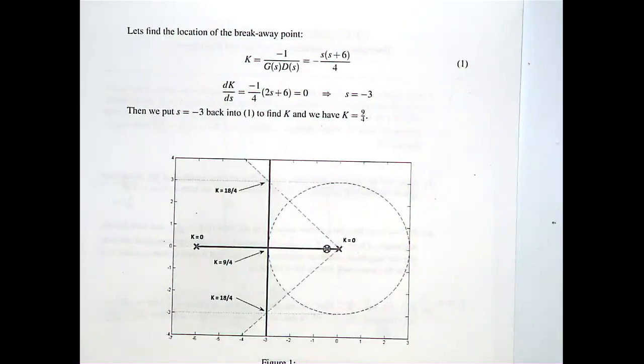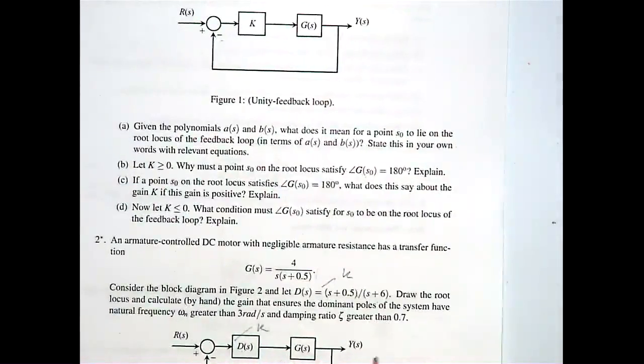Now, what's interesting in the question, this question goes on to ask you other things. So it says here, draw the root locus and calculate by hand the gain that ensures the dominant poles of the system have natural frequency omega n greater than 3 radians and damping ratio zeta greater than 0.7. So that's the part of the question. First, we needed to plot the root locus, right? We needed to plot it. And the second thing is, okay, we want to also find the values of the gain that achieves this. So this is done in the handout.